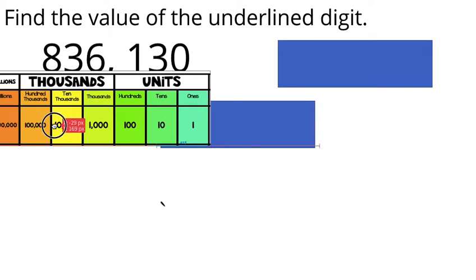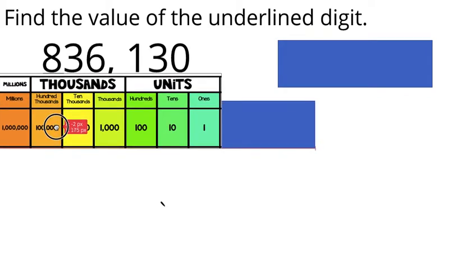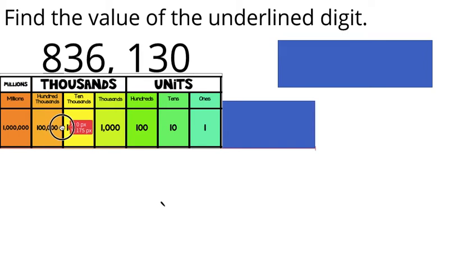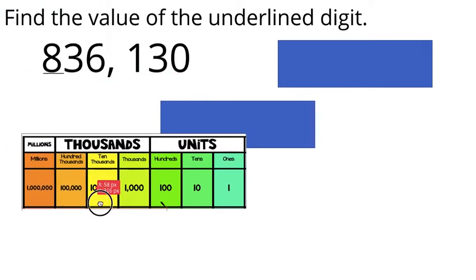And then I have 6 in the thousands place. So the value of that 6 is 6,000. And then I have 3 in the 10,000s place. So I have 3 10,000s. So the value of that 3 digit is 30,000. And then I have an 8 in the 100,000s place, which means that I have 800,000s. So the value of that 8 digit is 800,000.